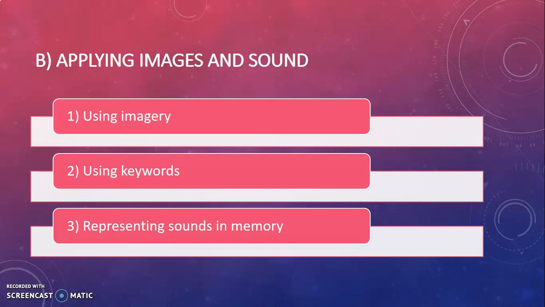The second one is using keywords. This strategy combines the sound and images, so learners can easily remember what they have heard or read in the new language. The third one is representing sounds in memory. This strategy helps learners remember what they hear by making auditory rather than visual representations of the sounds.